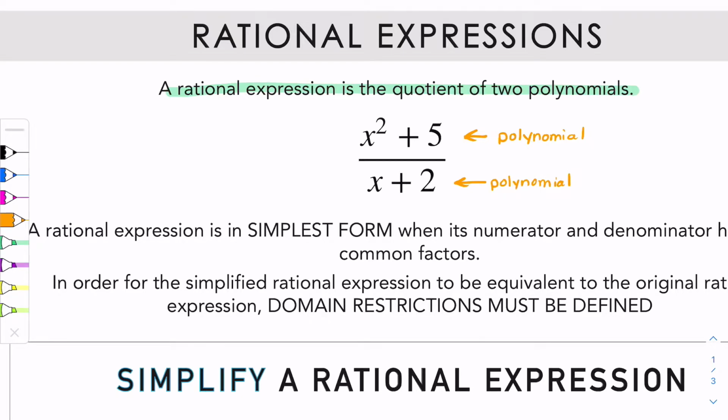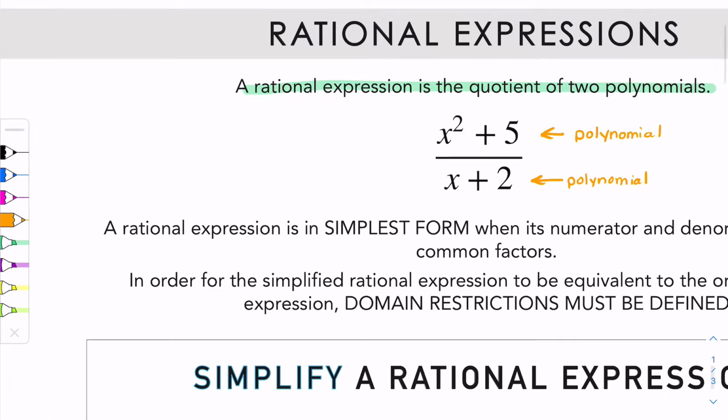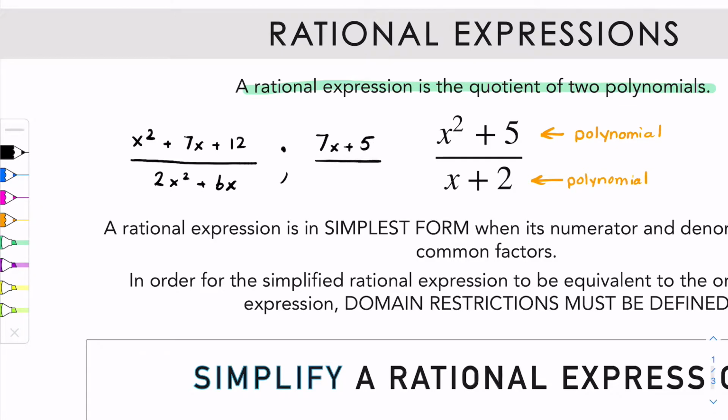If I gave you some other examples of rational expressions, I could give you an expression of x squared plus 7x plus 12 divided by 2x squared plus 6x. So we have a rational expression by having a polynomial in both the numerator and the denominator. Another example could be something a little more basic. We could have something like 7x plus 5 divided by x.